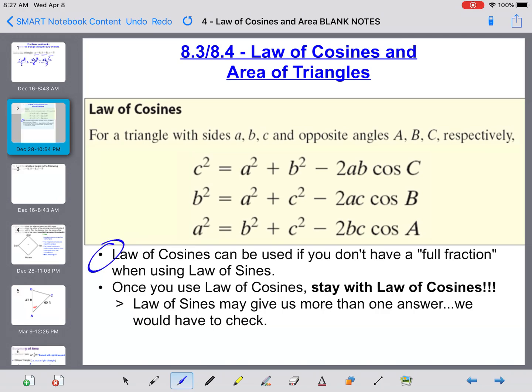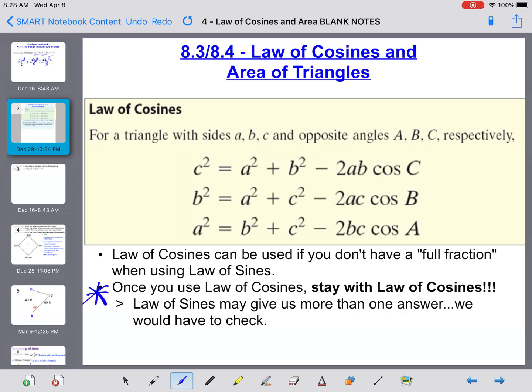And I say down here, use these, and try law of sines first, because law of sines is a little bit easier. These formulas have more going on. I wouldn't say they're more complicated, you just have more things to plug in. So try law of cosines if you can't use law of sines.